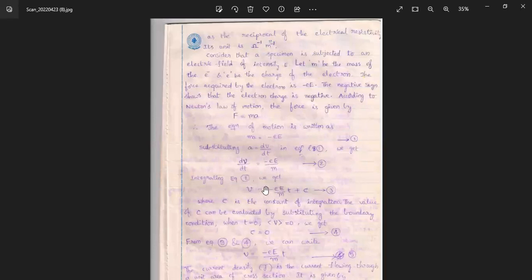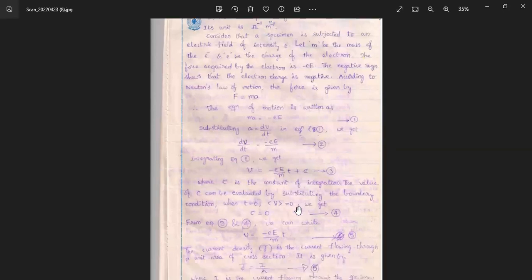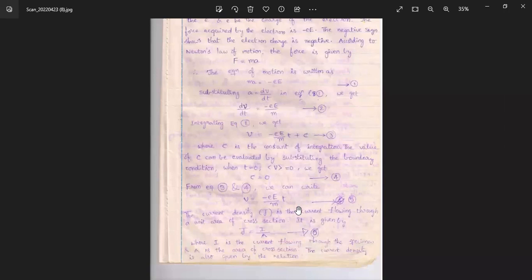Then integrating, we get v is equal to minus E by m into t plus c. That is the integration constant. The value of c can be evaluated by substituting the boundary condition, where we have to get the c value, right? So what is c?